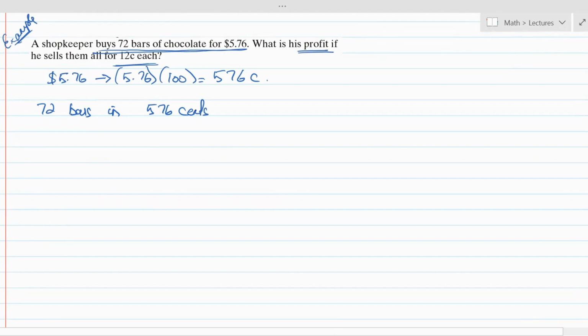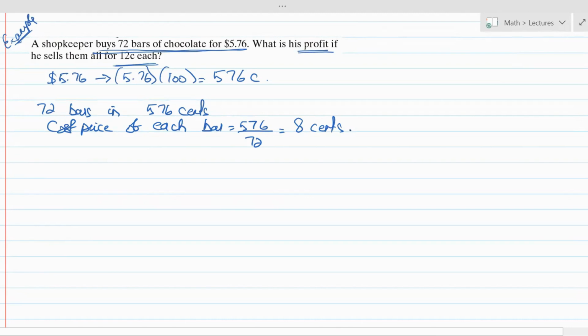And then he's selling them for 12 cents each. So we need to calculate the cost price of each bar first. That would be 576 upon 72, and that gives us 8 cents.